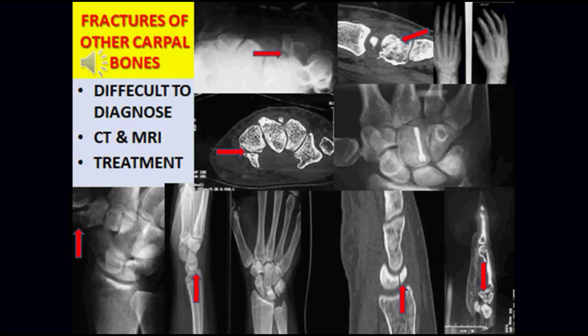Fractures of the other carpal bones. Carpal fractures other than those of the scaphoid can be difficult to diagnose on the usual X-ray views. However, the diagnosis can be made by CT or MRI or by special X-ray views. Undisplaced fractures are usually treated by splintage. Displaced fractures will need open reduction and internal fixation. X-rays here show multiple fractures, which have been pointed out by the arrows.